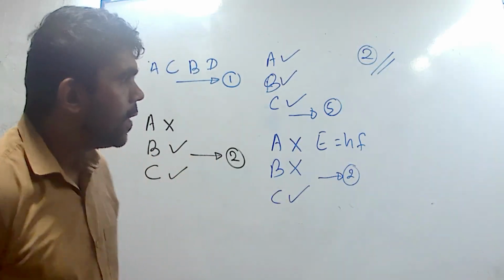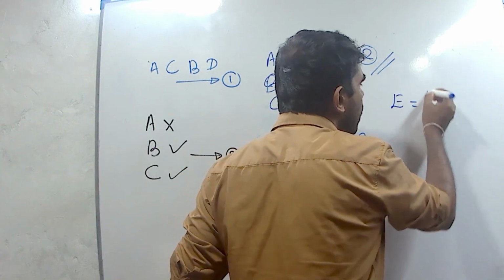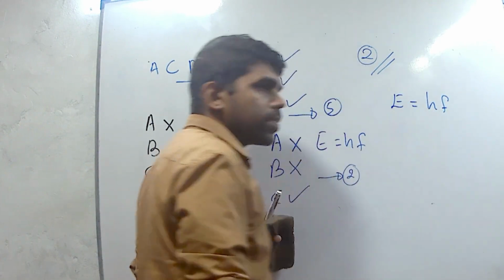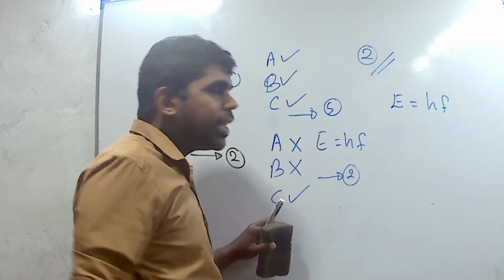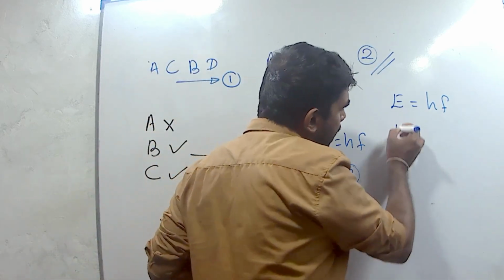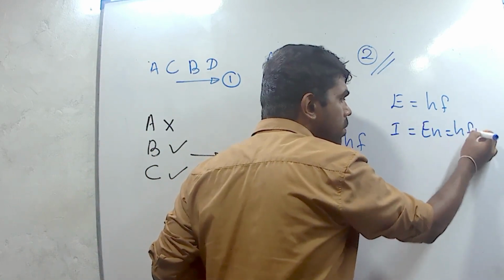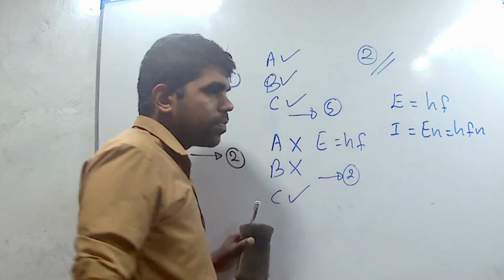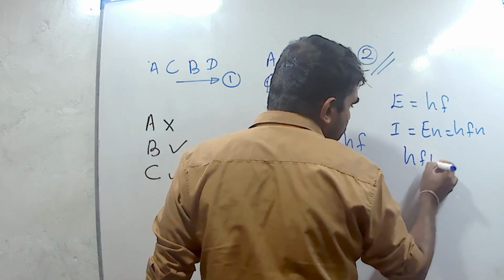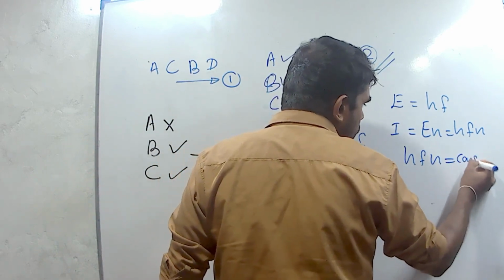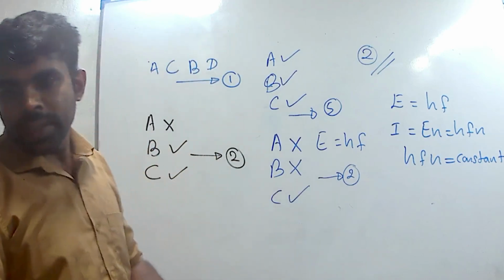Now I will consider the energy of a photon, hf. If the number of photons passing through a unit area is n, we can write intensity as E n. It means h f n. Now they have given that hfn is constant for all 3 types of waves.